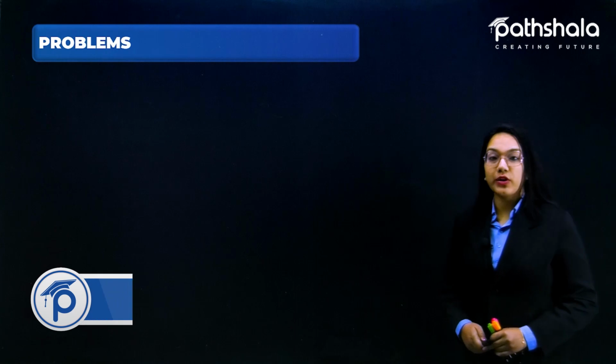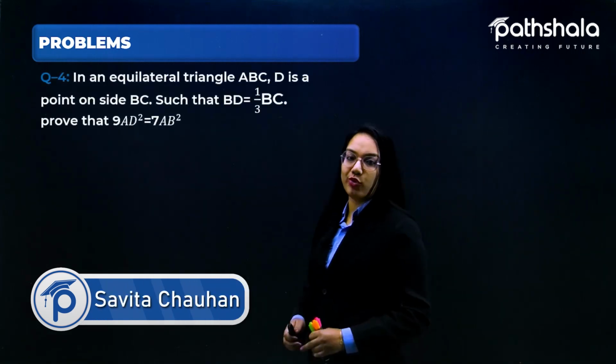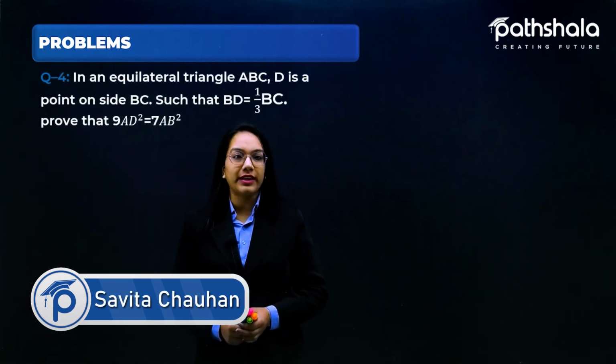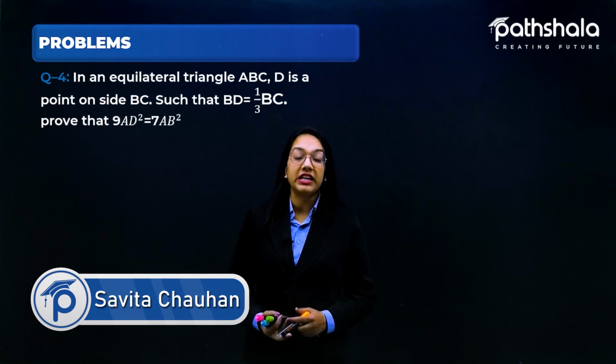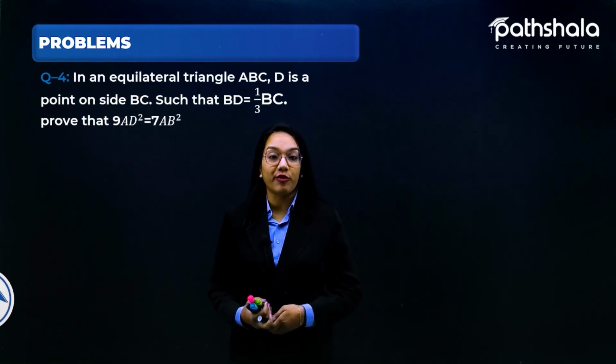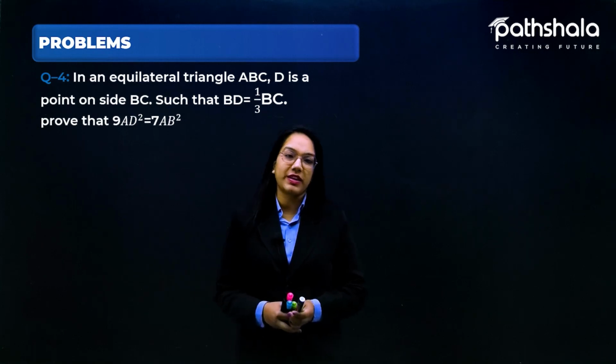Now let's just talk about the next question. Question number 4 says that in an equilateral triangle ABC, D is the point on the side BC such that BD is equal to 1/3 of BC. We have to prove 9AD square is equal to 7AB square.